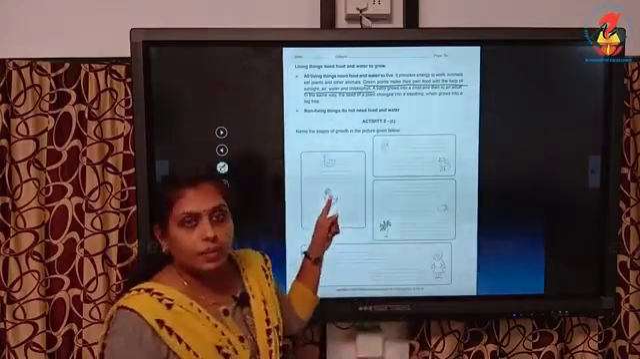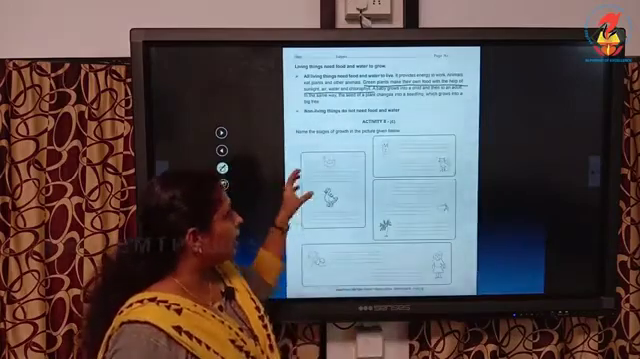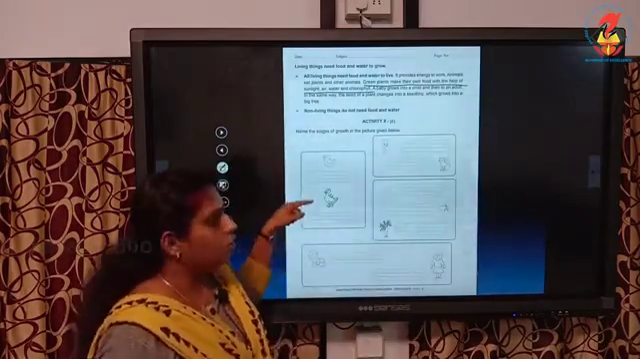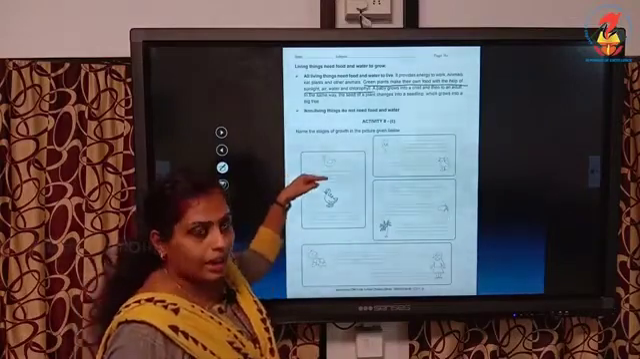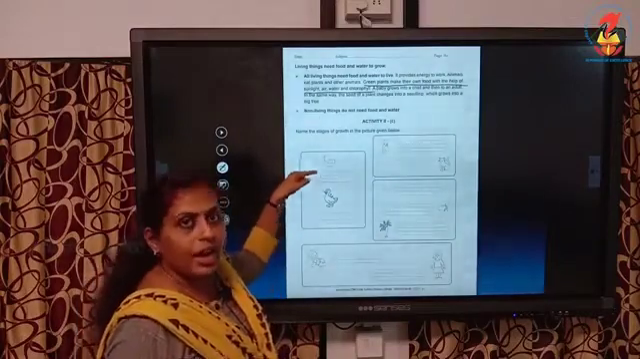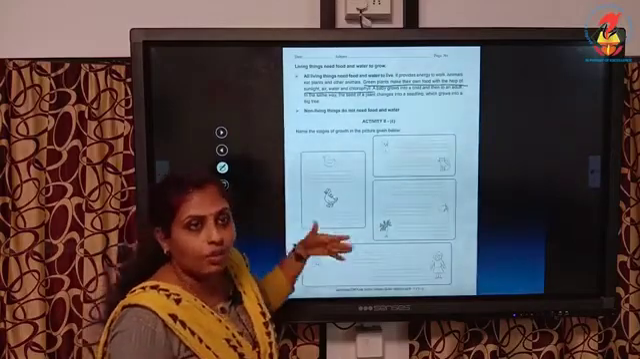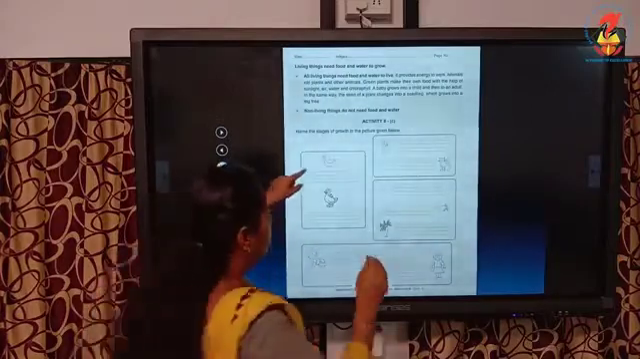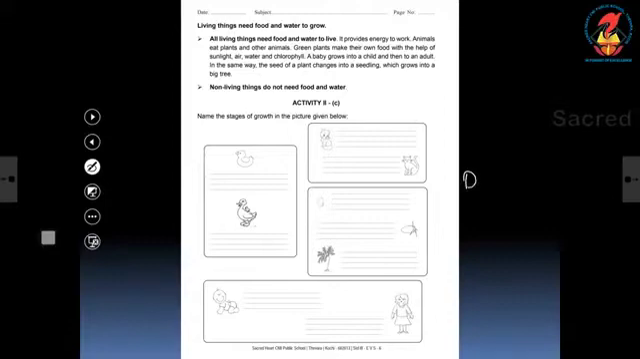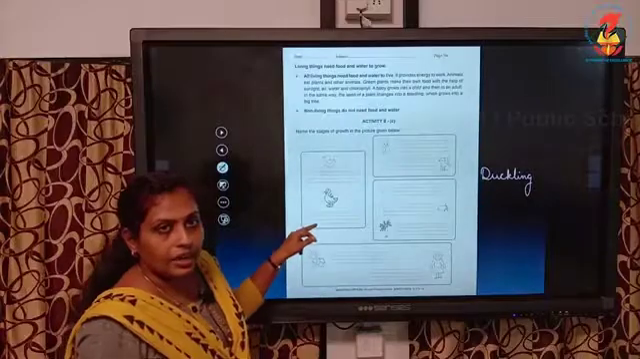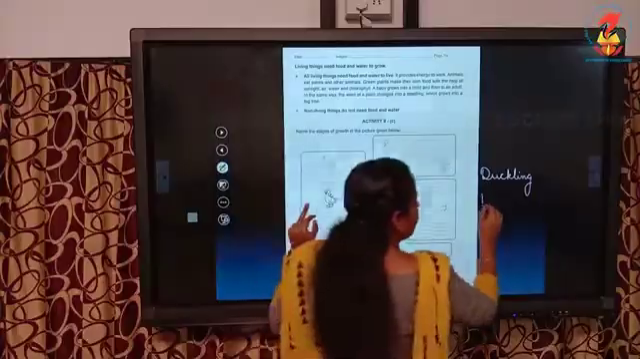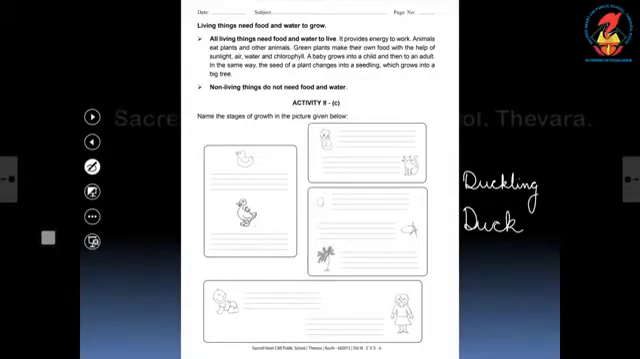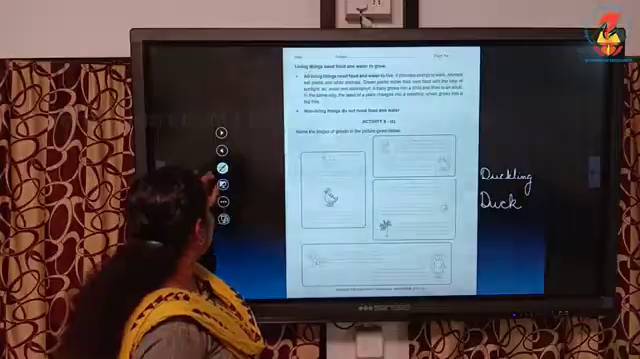Now let's look at the activity here. You can see in the first box two pictures given there. You have to write what is the first stage of a thing and what is the last stage. When they grow up, what do we call that? So in the first box, what is the young one of a duck called? It's called a duckling. And in the second line, when they grow up, we call that a duck. Okay, now let's move on to the next one.